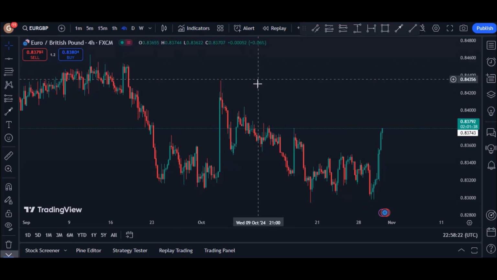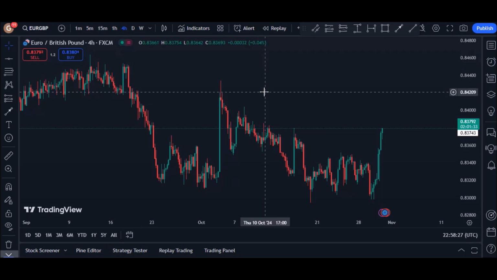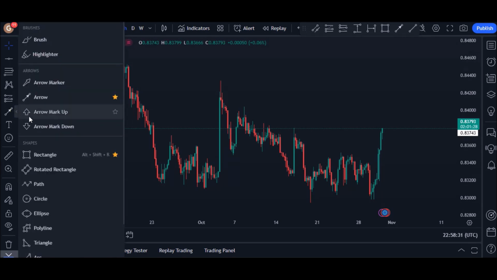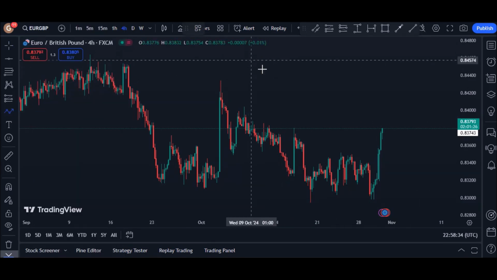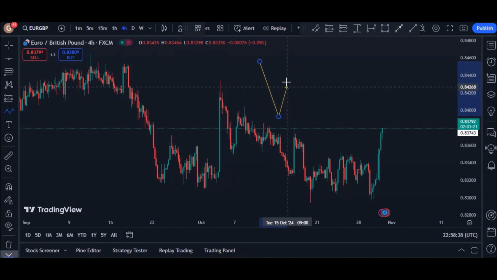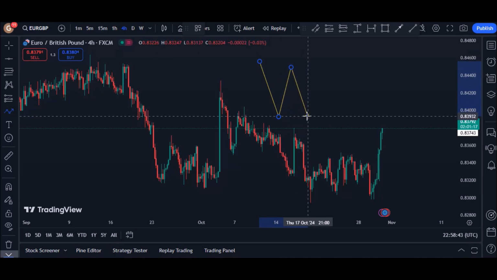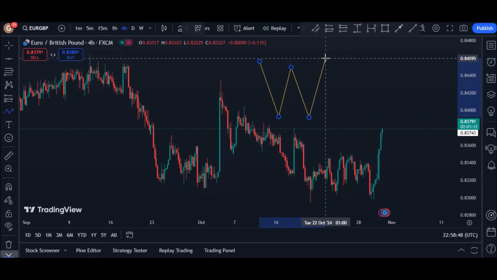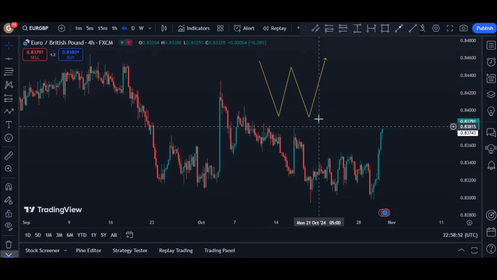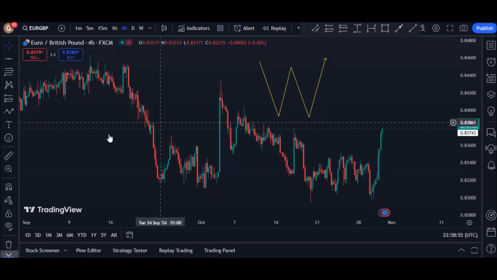So double bottoms are actually a reversal pattern that shows that price is about to make a bullish move, and I'm going to show you how it looks. So a normal double bottom looks like this. Price will make this low, pull back, and then pull back, sell again, and then make an up move. So this is a typical double bottom, the regular double bottom.